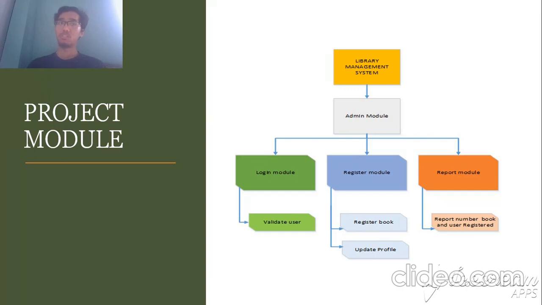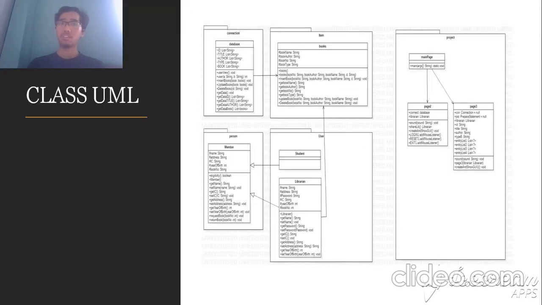whether the user is a student or the librarian or admin. Second is the register module, where the admin or librarian can register the book and update their profile. And third is the report module, which will show the number of books and users that register in the system. Okay, next slide. This is the class UML that we created for the system.